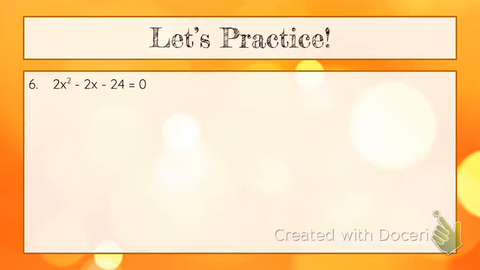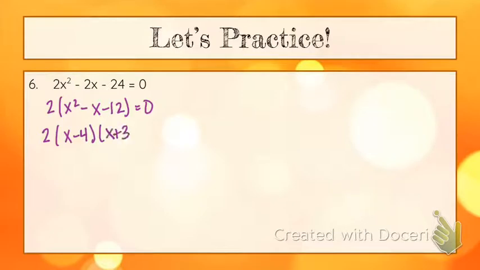Let's try another one. Remember, we always check for a greatest common factor first. These are all even coefficients, so we can definitely pull a 2 out of those. That's going to leave us with x squared minus x minus 12 equals 0. And then we're going to keep factoring. So we get 2 times x minus 4 times x plus 3. If you need a refresher on factoring, you can go back to our old videos. But negative 4 times positive 3 is negative 12. Negative 4 plus 3 is negative 1.